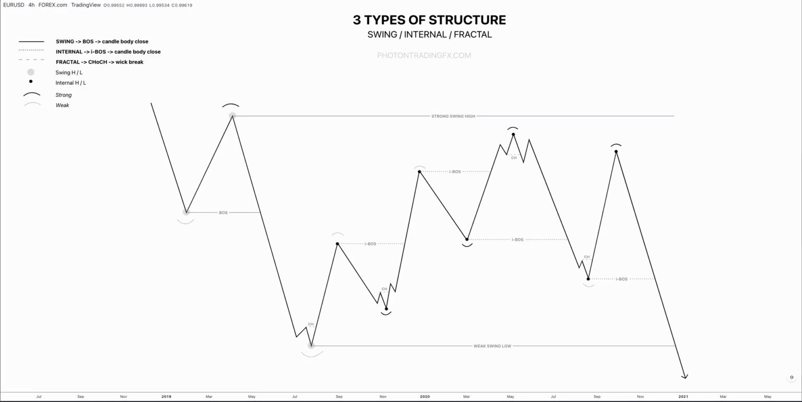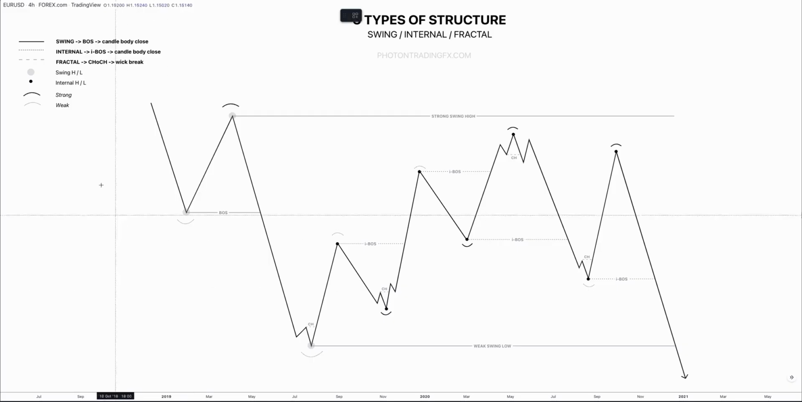So now we are going to revisit the three types of structure, which hopefully you already saw in that introduction towards the start of the module, where we spoke about the three types of structure that we're going to use. So swing structure, internal structure, and fractal structure. Now, the last few lessons, we've broken those down into their individual parts, right?